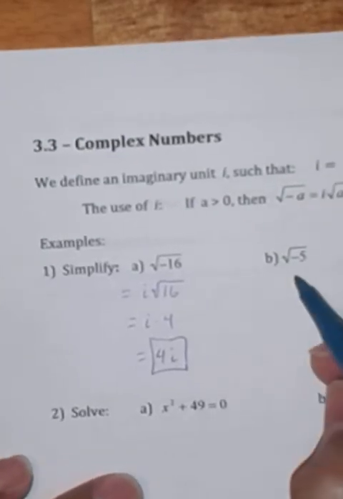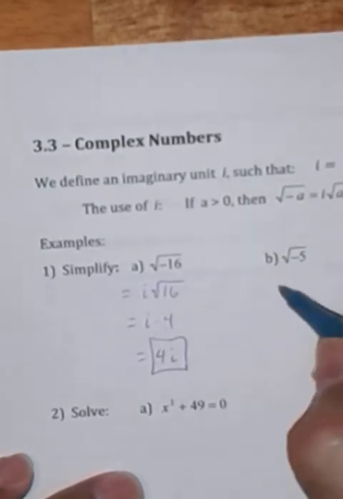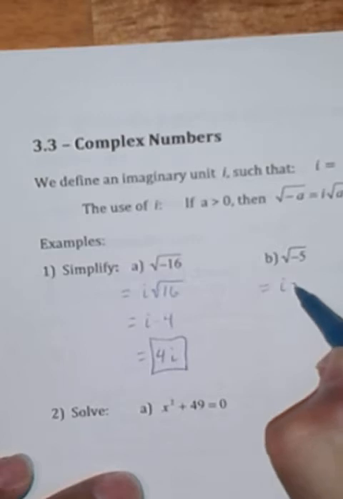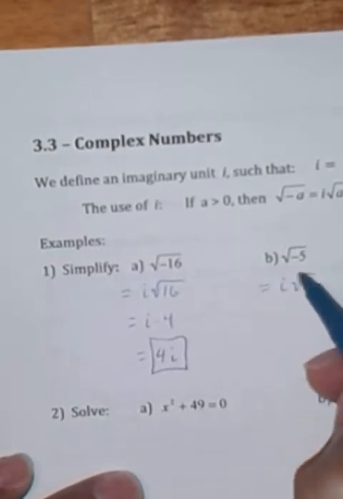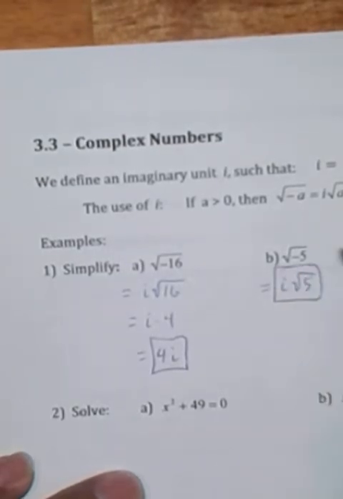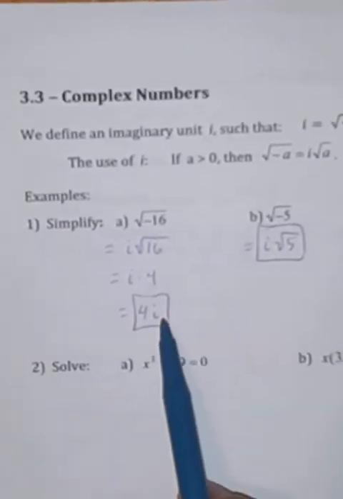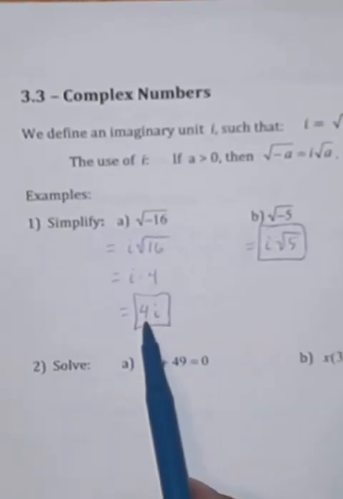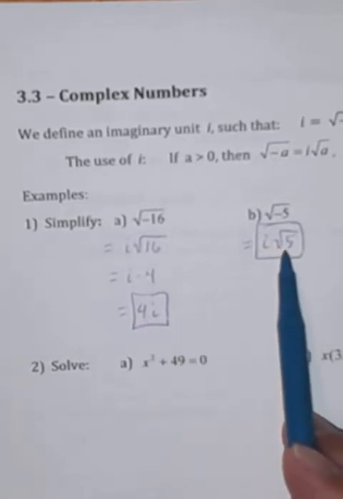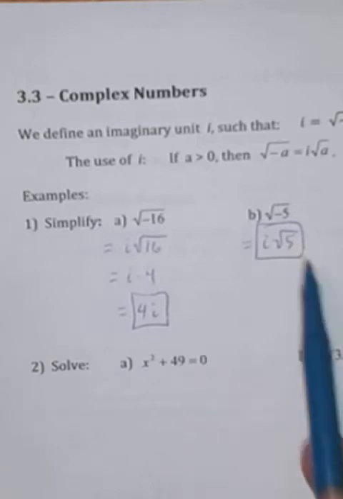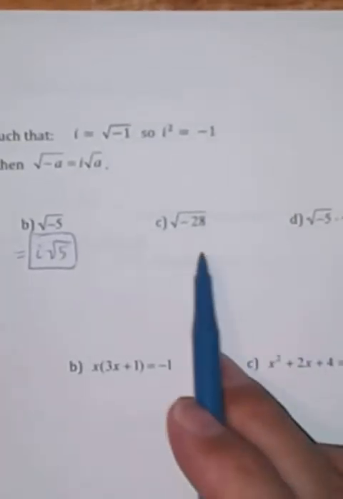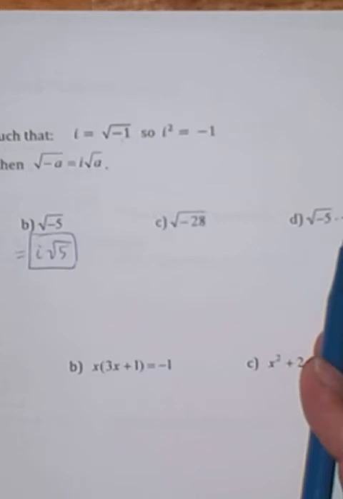Letter B, square root of negative 5, the first thing I do is i times square root of 5. And then I simplify, and I can't, so I leave it like that. Notice when it's an integer, I'll put the coefficient on the left. When it's a square root, I'll put the coefficient on the right, so that the i doesn't accidentally fall under the square root. The other ones, C and D, we will do in class.